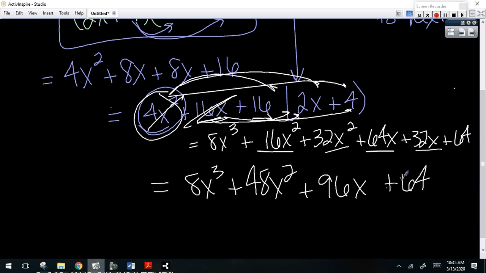Is it a polynomial? Yes, always. What's the degree? 3. Leading coefficient? 8. Constant? 64. I love math. I love it.